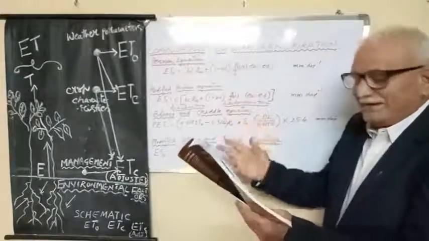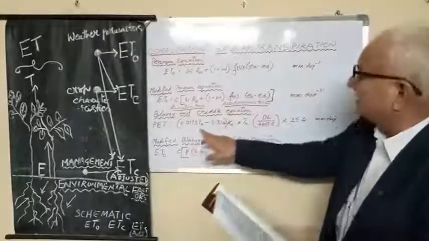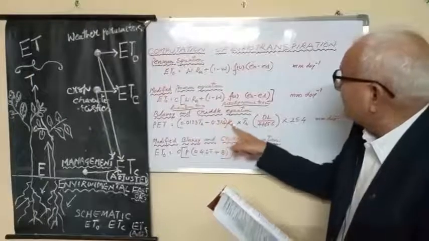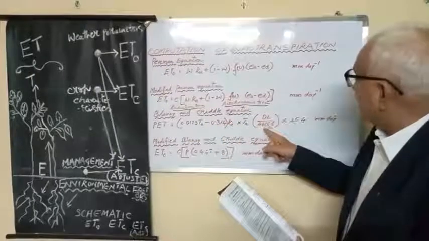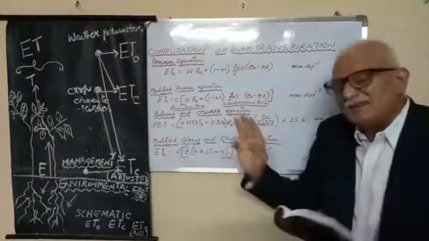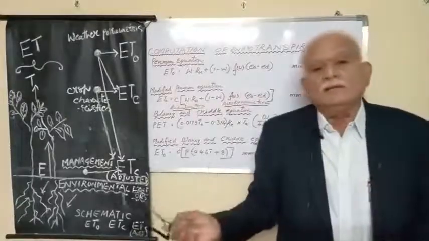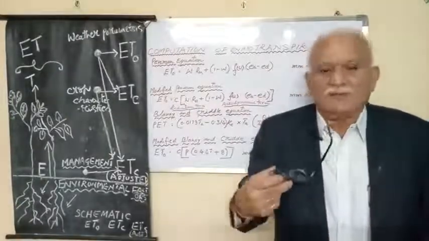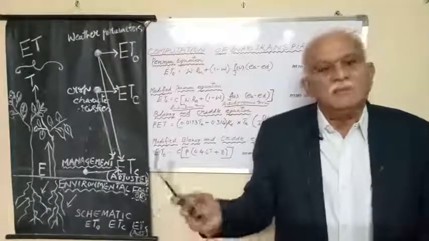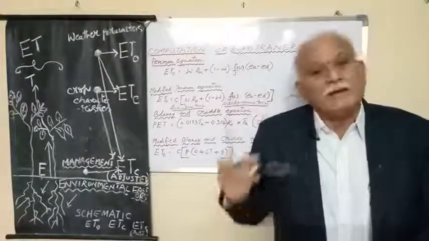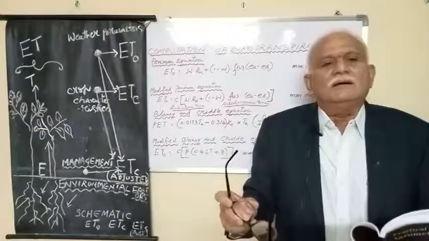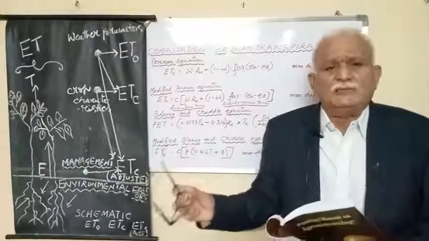What is the Blaney and Criddle original equation? PET is equal to 0.0173 TA minus 0.314, Kc into TA dl by 4465.6, into 25.4 millimeters per day. This is how we get PET. I stand by my word that PET has less significance as far as agrometeorologists, particularly micrometeorologists, are concerned, because PET is used by meteorologists and climatologists for some aridity index or drought indices. So let us forget that word as far as evapotranspiration is concerned.